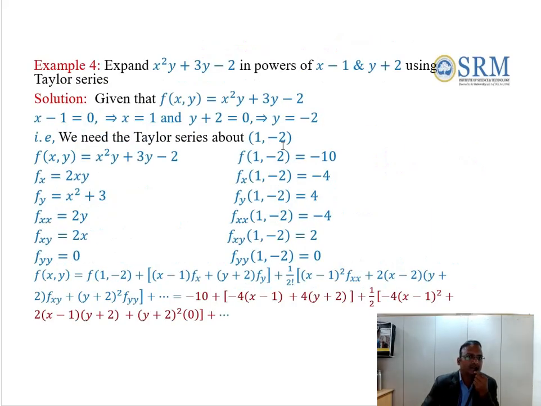So similar to this, we have this example. It is simply a polynomial. It is easy to calculate. Just look at this. We have the function f of x comma y is x square y plus 3y minus 2, and we are going to express it as a Taylor series about x equal to 1 and y equal to minus 2, right? I'll skip this.